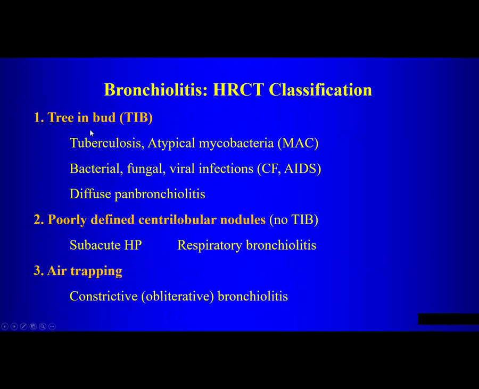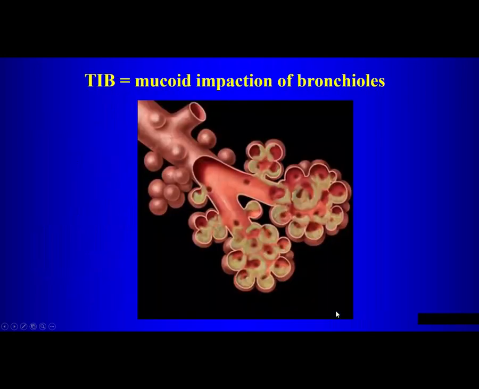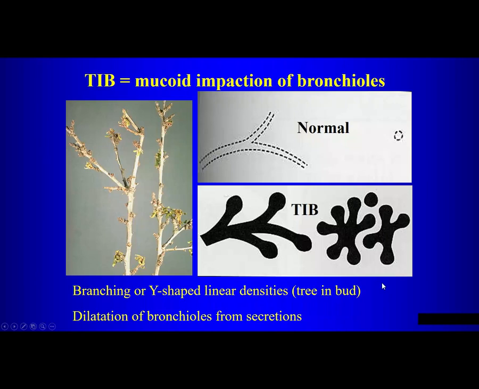Now, tree and bud, you're all familiar with. Any infectious cause of bronchiolitis can give you tree and bud. Some of them are listed here. Poorly defined centrilobular nodules: if we have centrilobular ground glass opacities without tree and bud, we can have that with inflammation that involves the centrilobular airways. We can see that with hypersensitivity pneumonitis. We can see that with respiratory bronchiolitis. And then the disease that gives you purely air trapping is constrictive bronchiolitis. Okay? So tree and bud from infected secretions within the bronchioles.